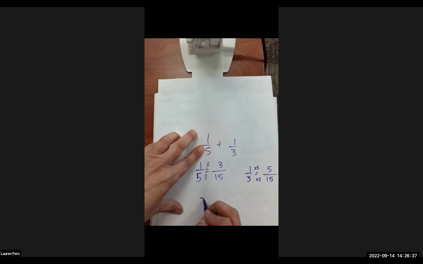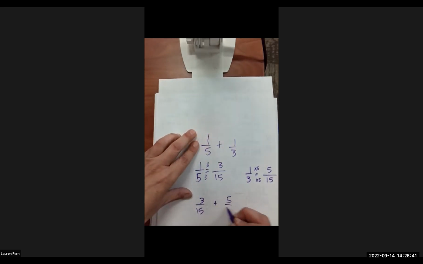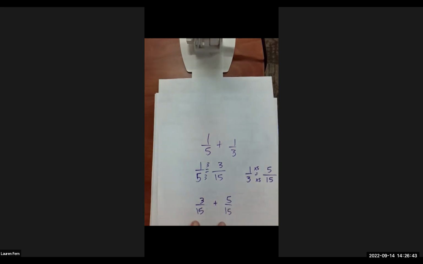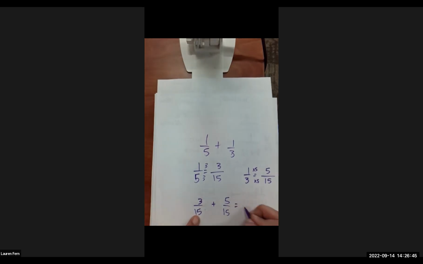If I want to do 1/5 plus 1/3, 1/5 is the same as 3/15. 1/3 is the same as 5/15. When you add two fractions with the common denominator, you leave your denominator alone. You just combine your numerators.